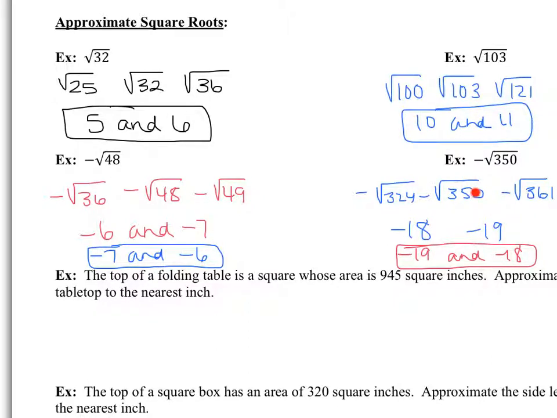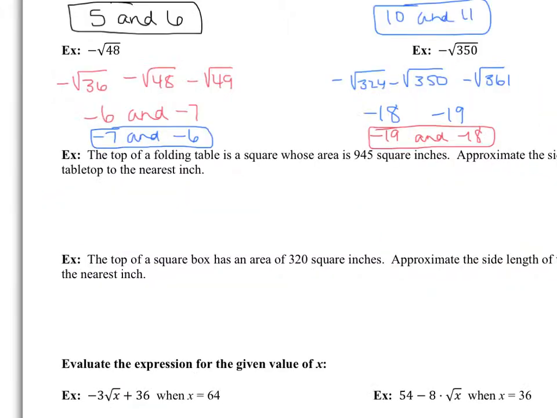The square root of 350 falls between 324 and 361. The square root of 324 is 18, the square root of 361 is 19. They're both negative since we're asking for the negative square root, and again, to be fancy, negative 19 and negative 18 would be the order you'd see that on a number line.